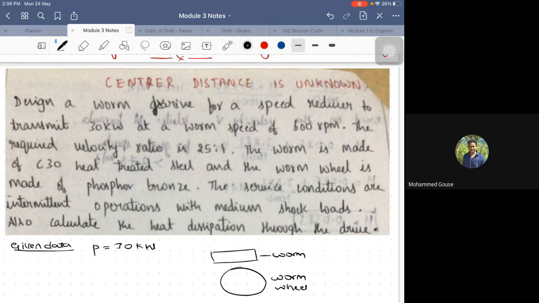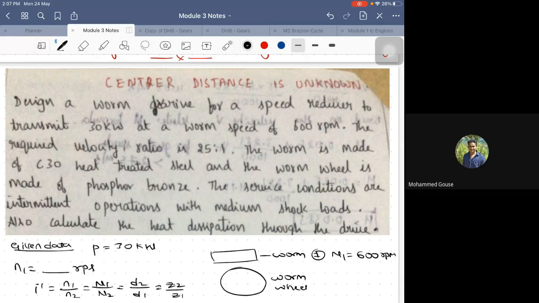That is N1, so N1 is 600 RPM. You can also have the value of N1 in RPS by dividing by 60. Keep this value, as it will be easy to substitute later. Next is the required velocity ratio, I dash, which he has specified. First, what is I dash? It is either N1 by N2, or D2 by D1, or Z2 by Z1. Any one of these could be the value of I dash.